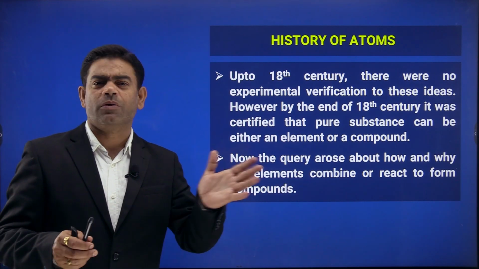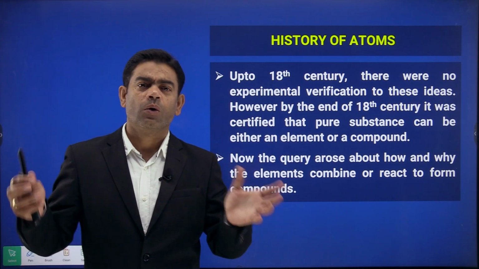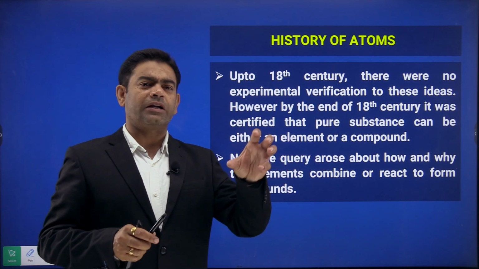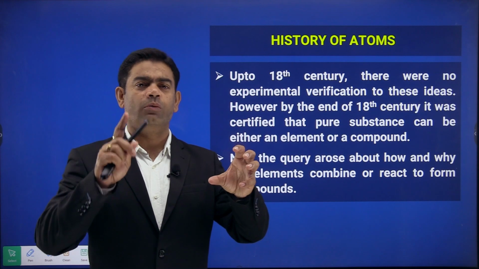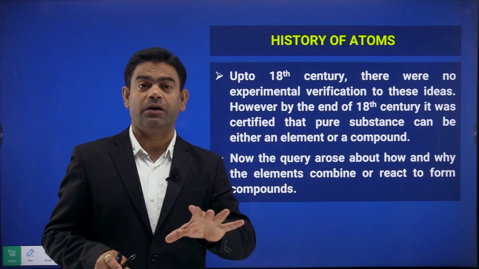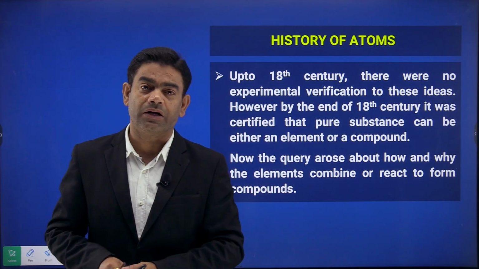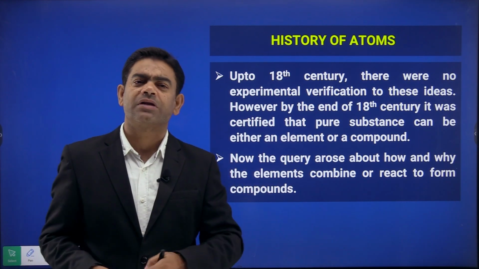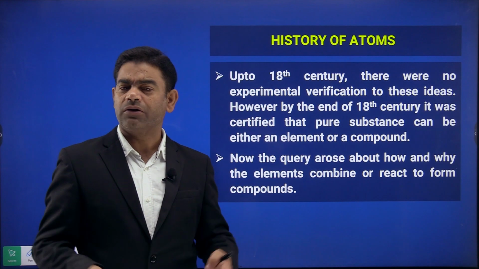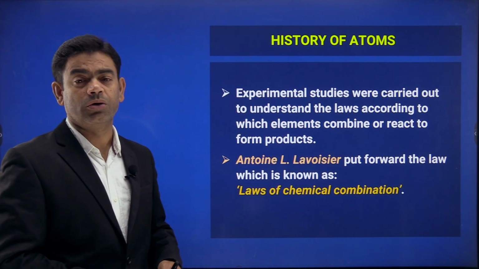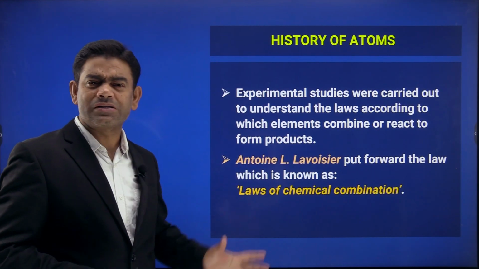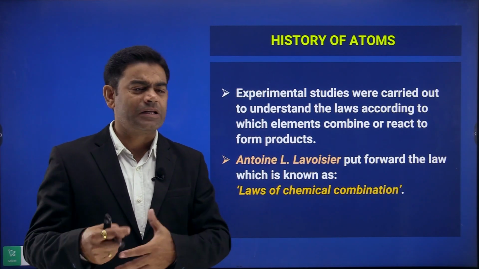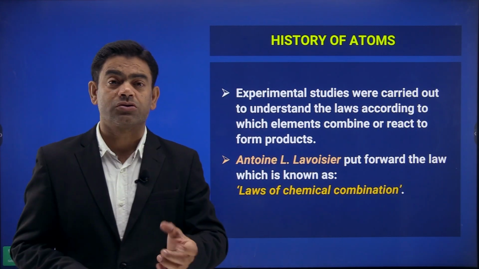Why do some elements not react? Why do elements combine in a particular order, a particular system? One atom will combine with 2, it won't combine with 1. Conditions apply. Why? What is the reason behind that? How do they react? So these queries were there and people again started research to come to some conclusion. Many experimental studies were done, and ultimately some conclusion was obtained.